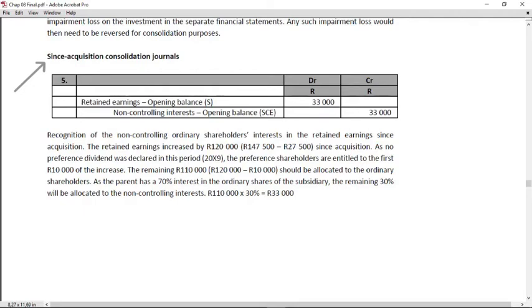This is where we measure NCI. And here you can now see the journal entry for the 33,000 Rand that we've identified on that timeline. We debit the retained earnings of S and we credit NCI. So we're ultimately moving out of the retained earnings of S an amount attributable to my NCI ordinary shares, and I'm left with the portion attributable to the owners of the parent.